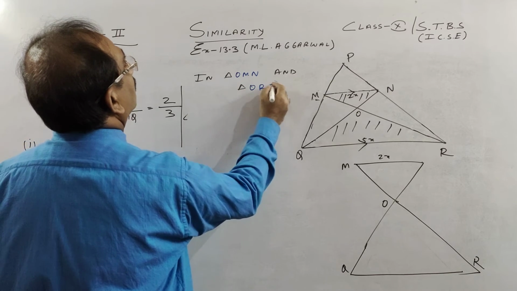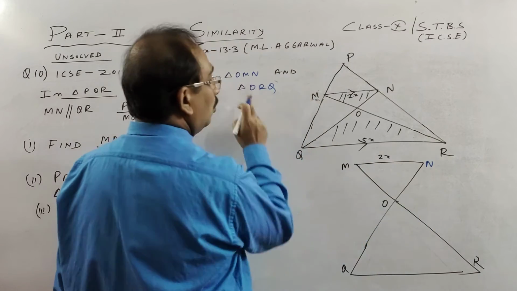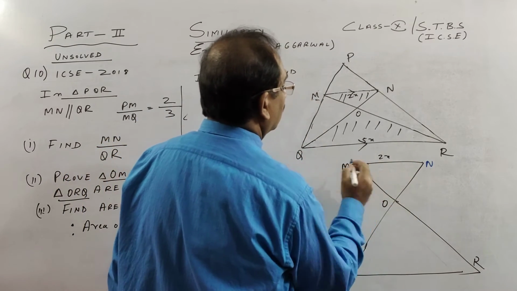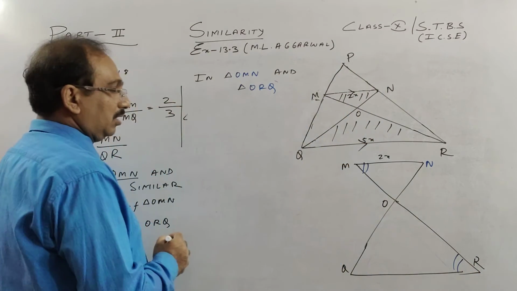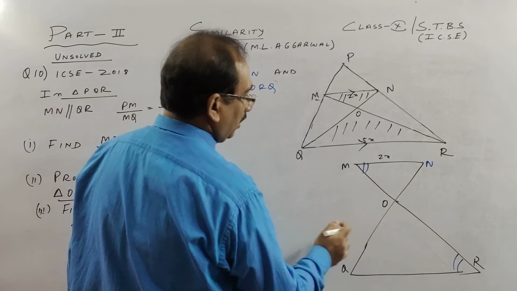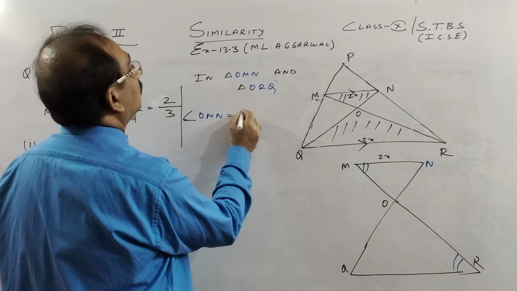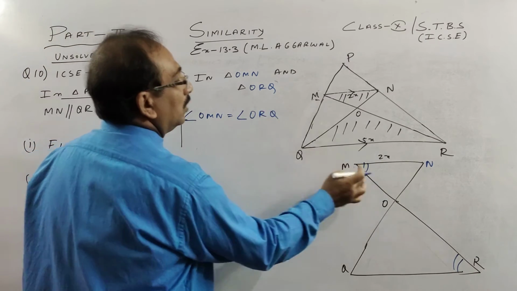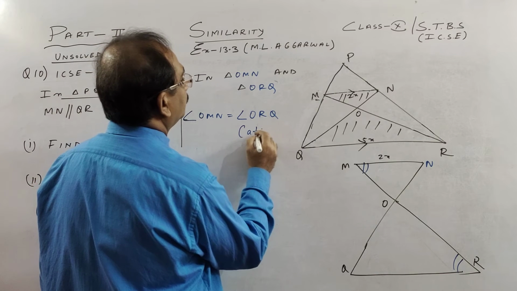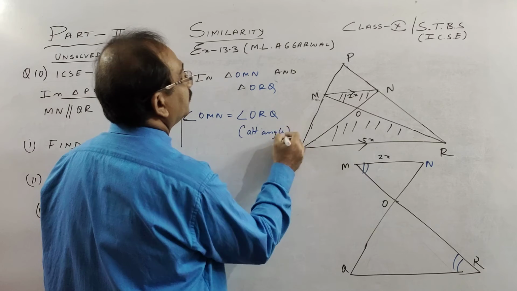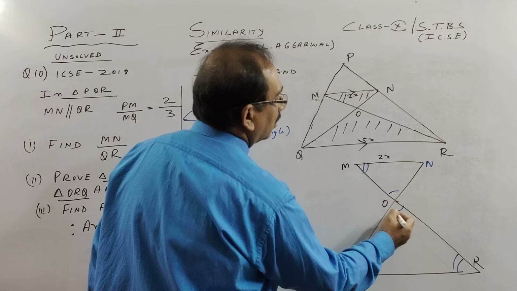this order is very important, children. I'm telling you, OMN, this angle, this order, and you see an ORQ. These two are alternate angles. So in these two triangles, angle OMN is equal to angle ORQ. This angle is equal to this angle because they are alternate angles. Next, you can take, children, this angle is equal to this angle, also they are alternate, or these two are vertically opposite.